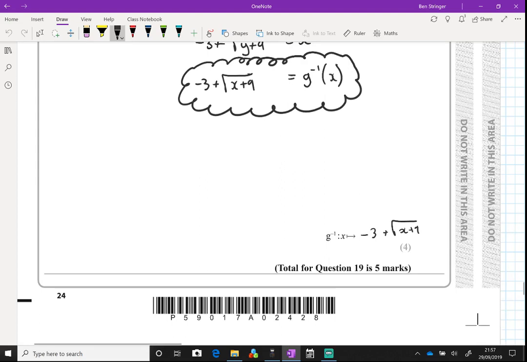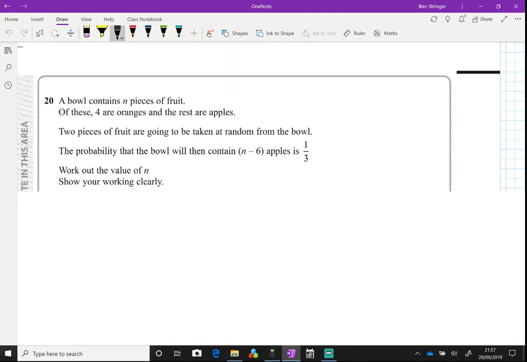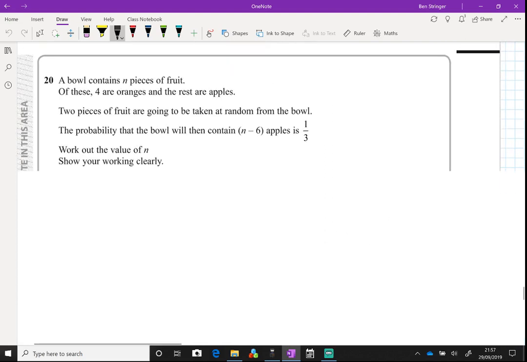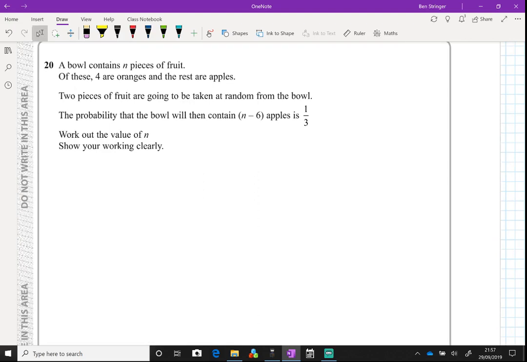A bowl contains n pieces of fruit. Of these, 4 are oranges, the rest are apples. Okay, so n take 4 and 4. That's our apples. This is our oranges. 2 pieces of fruit are going to be taken at random from a bowl. Are they then not going to be replaced? I'm assuming they're not going to be replaced.